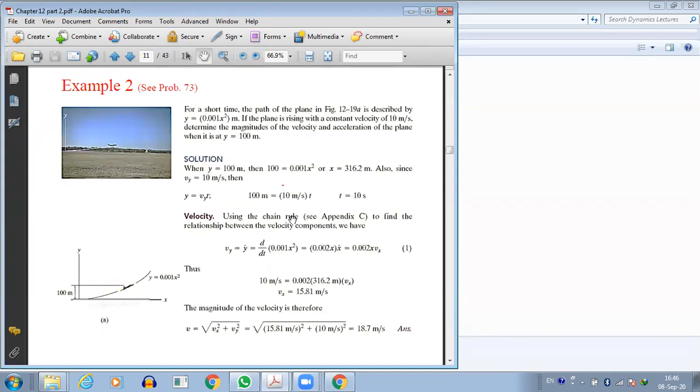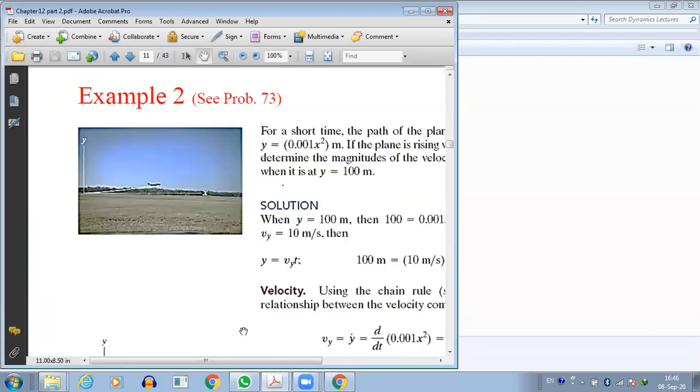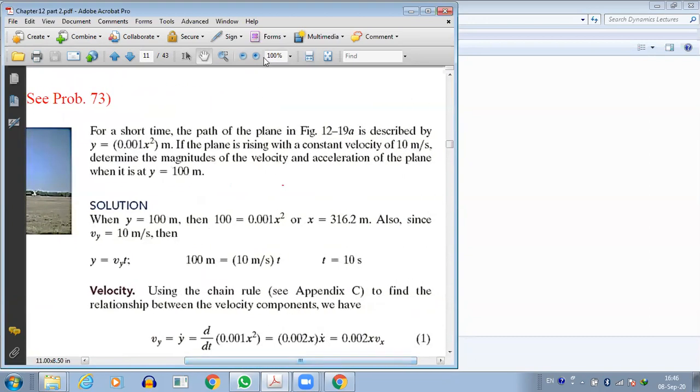For a short time, the path of the plane is described by y equals 0.001 x squared. If the plane is rising with a constant velocity of 10 meters per second, determine the magnitude of the velocity and acceleration of the plane when it is at y equals 100 meters.